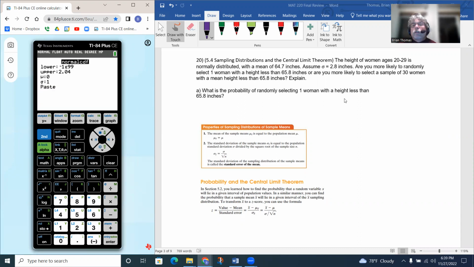Notice how it says with a height less than 65.8 inches. So our lower bound is going to be a really small number. I usually use negative 10,000 there. The upper bound is going to be the 65.8 inches because we have to be less than that. So since we're using the actual mean for the population, the mean was 64.7. And the standard deviation was this 2.8.